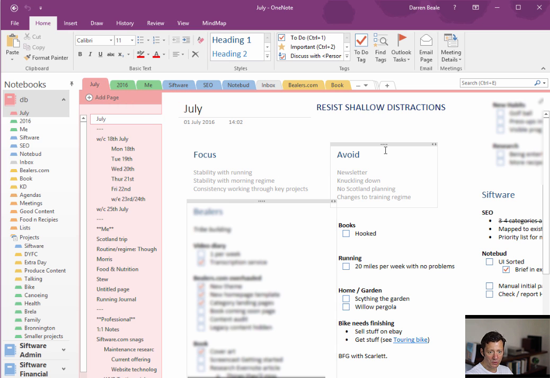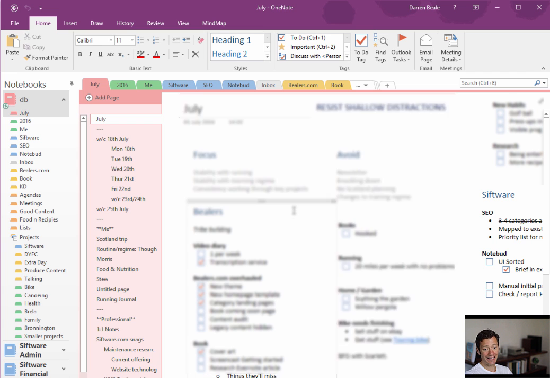I'll set goals for that month. I'll say what I'm focused on for the month, what I'm going to avoid. I'll have things I need to focus on, which will all come through my month planning that I do generally on the last day of the month or the last Friday of the month.